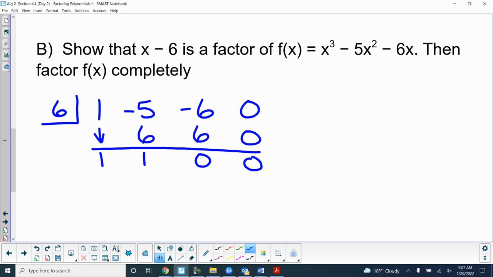So I've got x to the third. So this is x to the second. This one, right? So I've got an x minus 6. And then an x to the second plus x. Right, that's all I got. Can I factor that x to the second plus x? What's the first thing we always look for? A GCF. Does it have a GCF? Yeah.